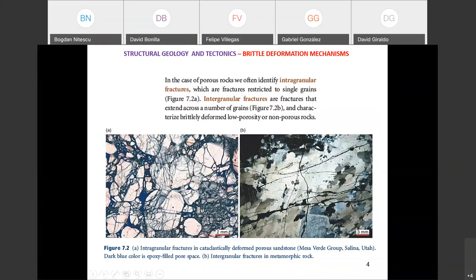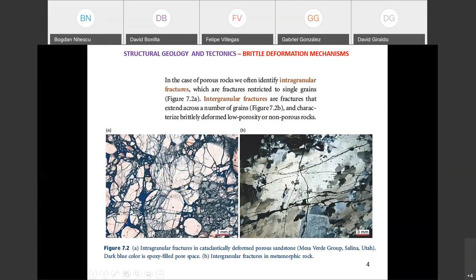So if you look at this grain, you see these fractures. These are intragranular fractures. You see some in the other grains here, and this one. It's not only one fracture. Look how many fractures are in this grain. Now some grains were crushed, and you see smaller fragments on this side.